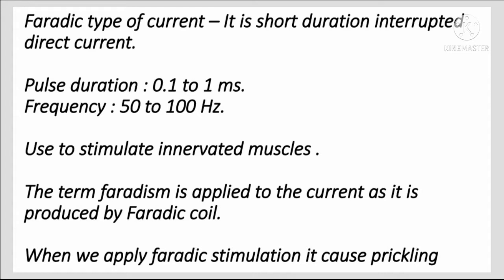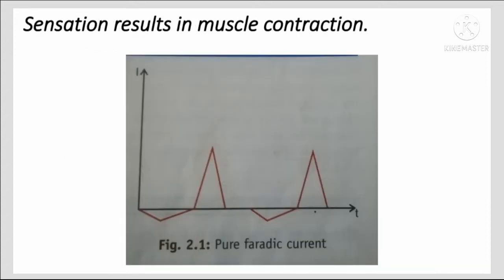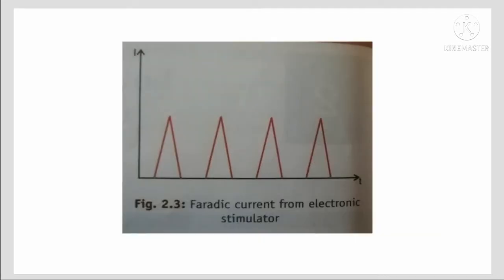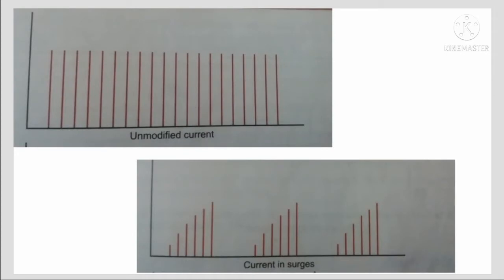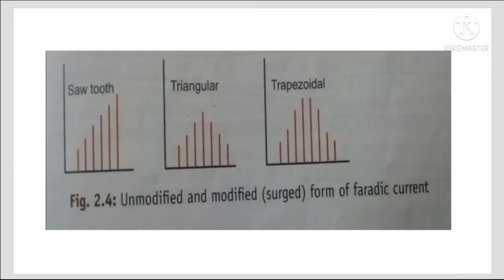The term Faradism is applied to the current as it is produced by Faradic coil. When we apply Faradic stimulation, it causes prickling sensation, which results in muscle contraction. This is the graph of pure Faradic current. This is the graph of Faradic current from electric stimulator. First one is unmodified current. Second one is current in surges. Unmodified and modified surge form of Faradic current.